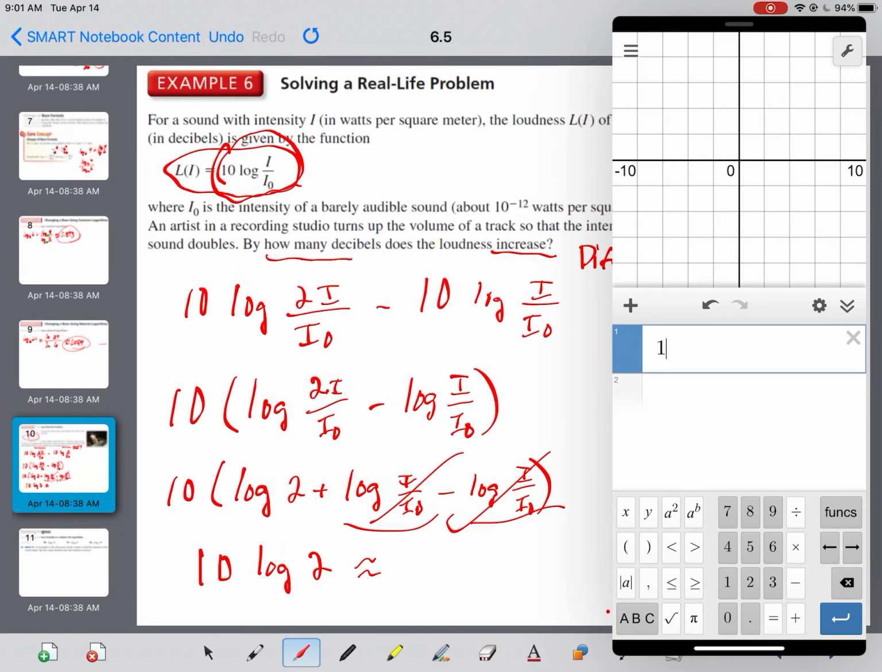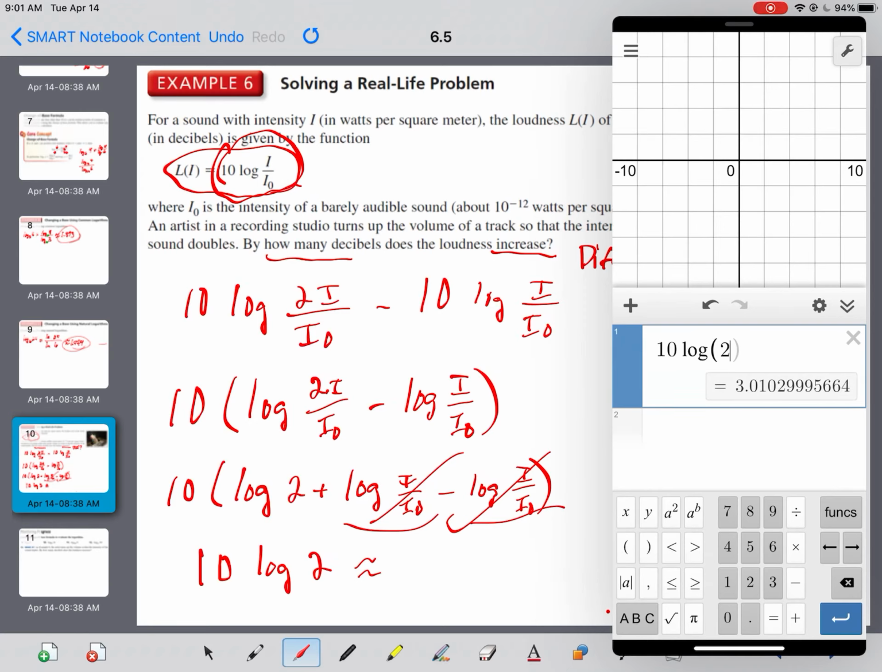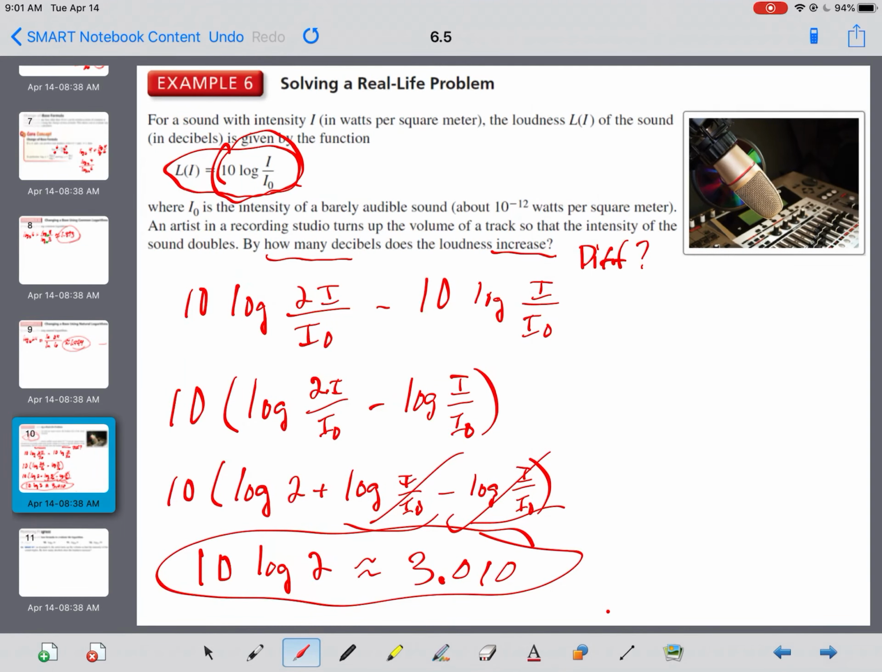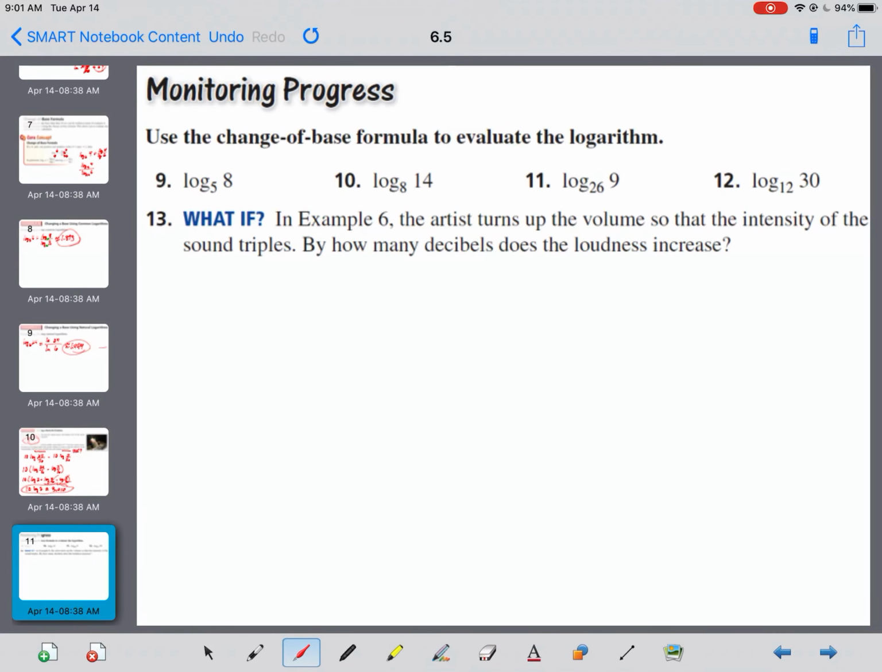See, we could do 2 to the 10th, but I'd rather just multiply 10 times the log of 2. So about, let's see, what is 10 times the log of 2? 3.010. That one's a weird one. They just want you to simplify that out. They want you to break it apart as much as they can and then take out as much extra stuff as possible. And that's what we've done by reducing it to 10 log of 2.